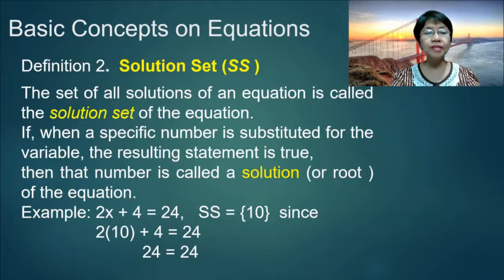Example, 2x plus 4 equals 24. The solution set is 10, since if we substitute the value 10 for x, 2 times x, or 2 times 10, plus 4 is equal to 24. So both sides will be equal to 24.